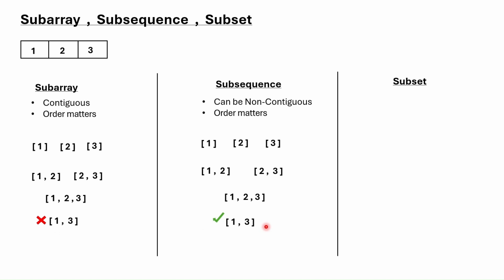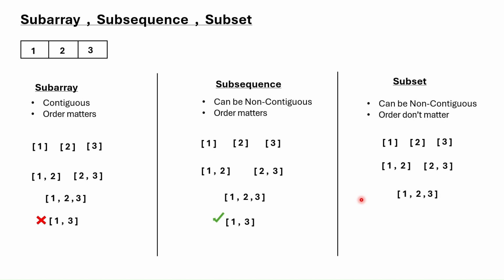Let's now look at the subset. What we know about subsets is that a subset can be non-contiguous and its order doesn't matter. We can take it in any order. So let's start printing the subsets. 1 can be a subset, 2 can be a subset, 3 can be a subset, 1 2 can be a subset, 2 3 can be a subset, and 1 2 3 also can be a subset. Now, can 1 3 be a subset? Yes. But wait, what is the difference between a subsequence and a subset? As you can see, everything is similar.